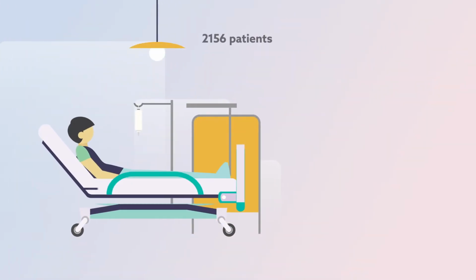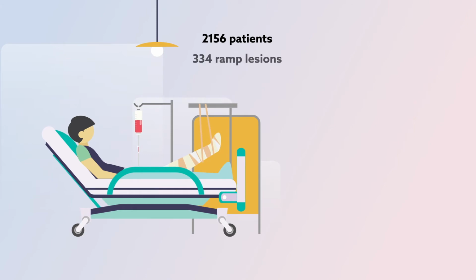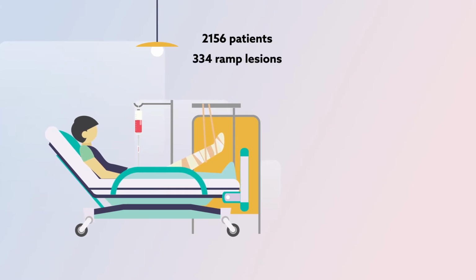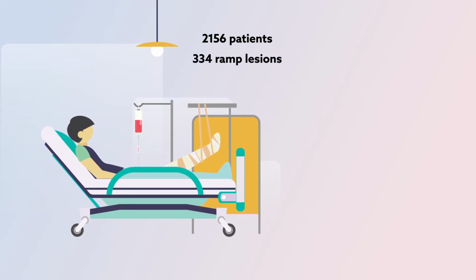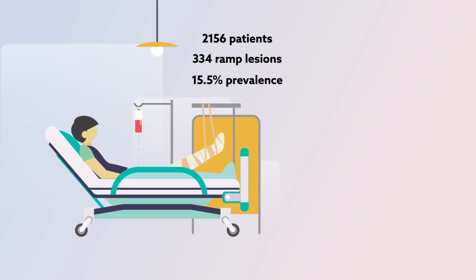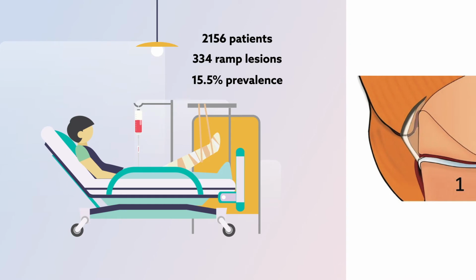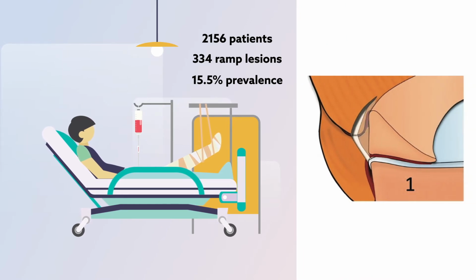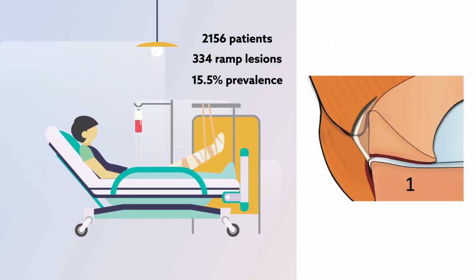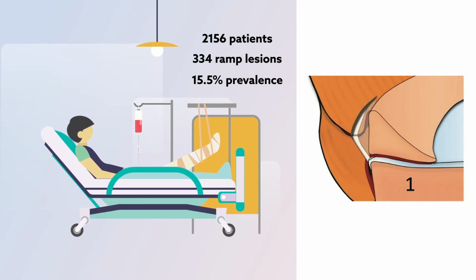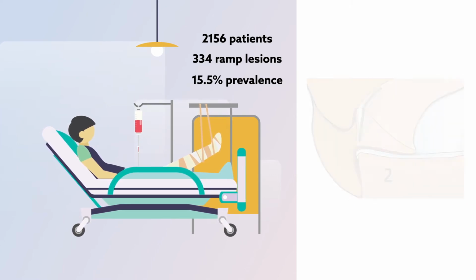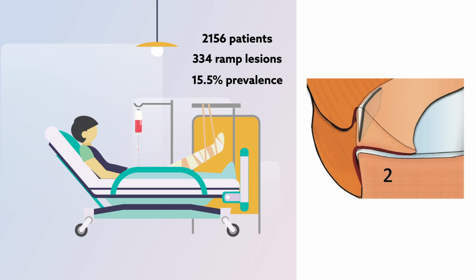Among the 2,156 patients evaluated, 334 ramp lesions were observed, resulting in a prevalence of 15.5%. By far the most common ramp lesion subtype was a complete tear in the meniscocapsular junction, representing almost 50% of all observed injuries. The least common was a partial tear in the superior portion of the red zone.